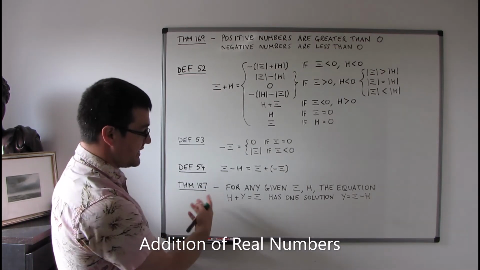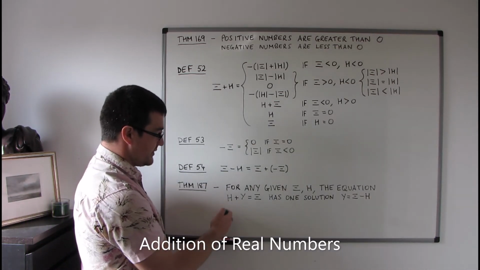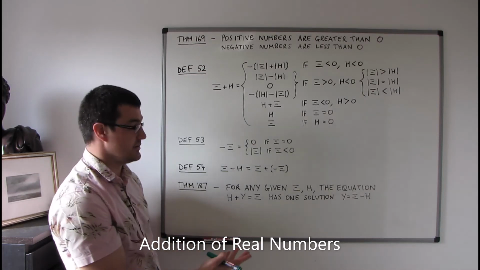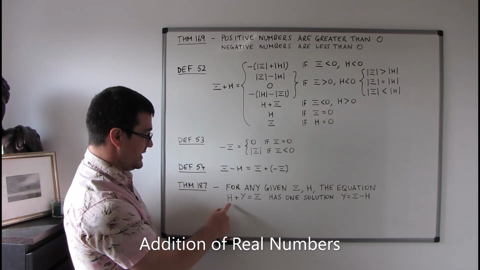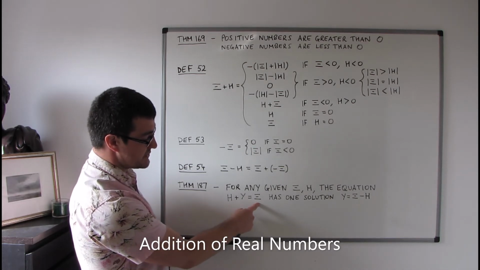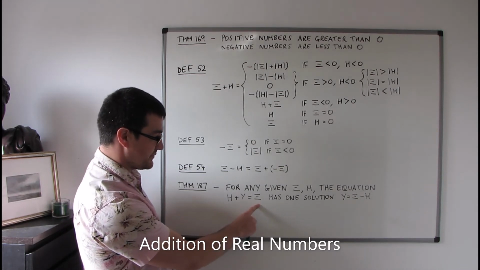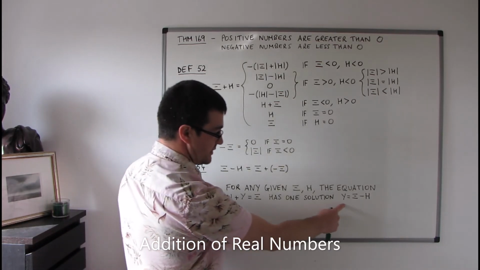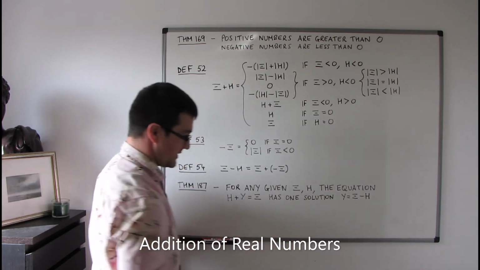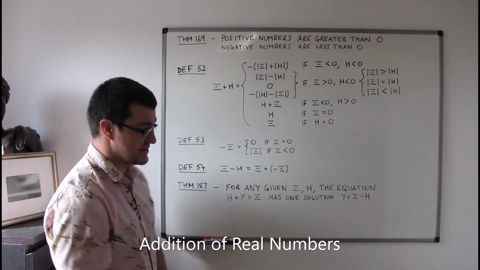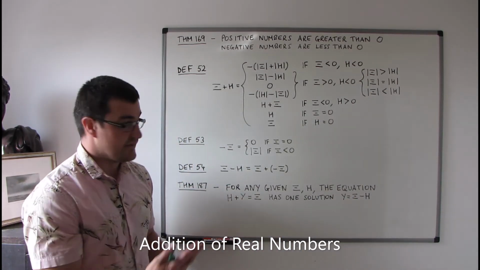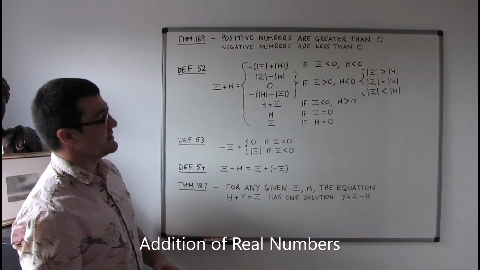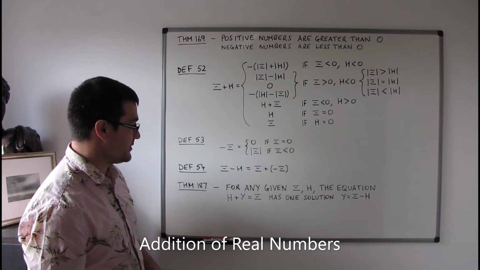And then Theorem 187, solutions to equations. So if we've got effectively a linear equation, eta plus epsilon equals psi, then we've got exactly one solution, which is epsilon equals psi minus eta. Completely analogous to what we've seen in previous sections regarding solutions to equations, except now it's relating to real numbers.